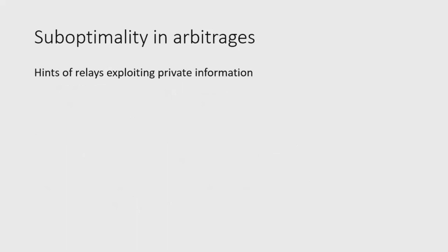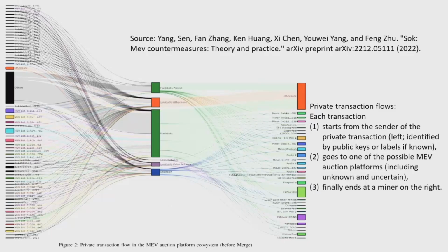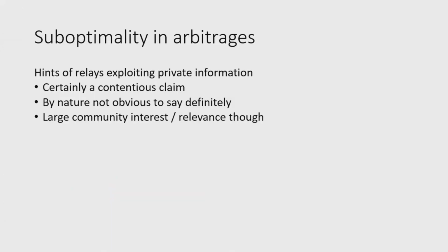Okay, and just in terms of the arbitrage, here's a graph. This is perhaps not necessary because we just had a talk after the launch about the relay market. But really, it's a very complicated market. There are relays that may pass transactions along. The paper makes a point that there are hints of relays trying to exploit private information.